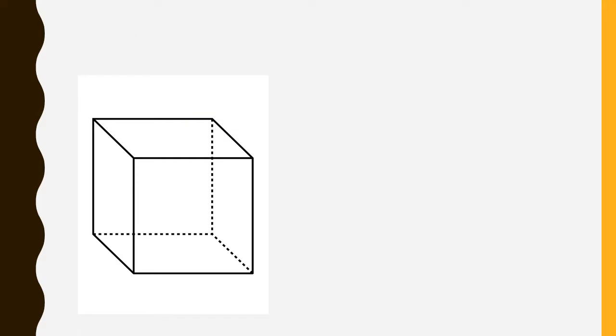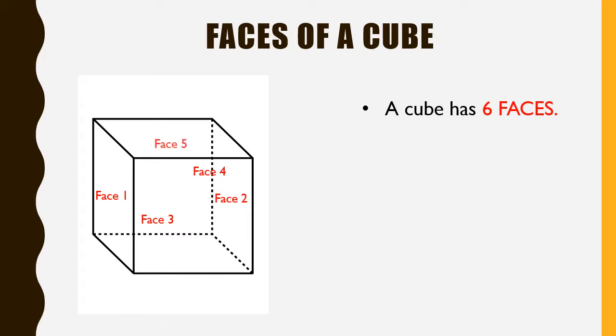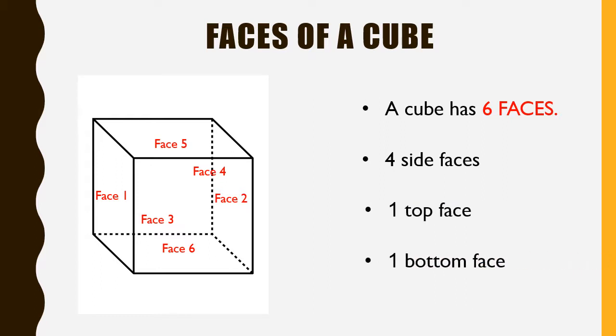Now let's see how many faces there are in a cube. In a cube there are 6 faces. You can see that and you can count with me as well. Face 1, face 2, face 3 at the back, face 4 in the front, face 5 at the top, and face 6 at the bottom. So there are 6 faces in a cube, out of which 4 are the side faces, 1 is at the top and 1 at the bottom.